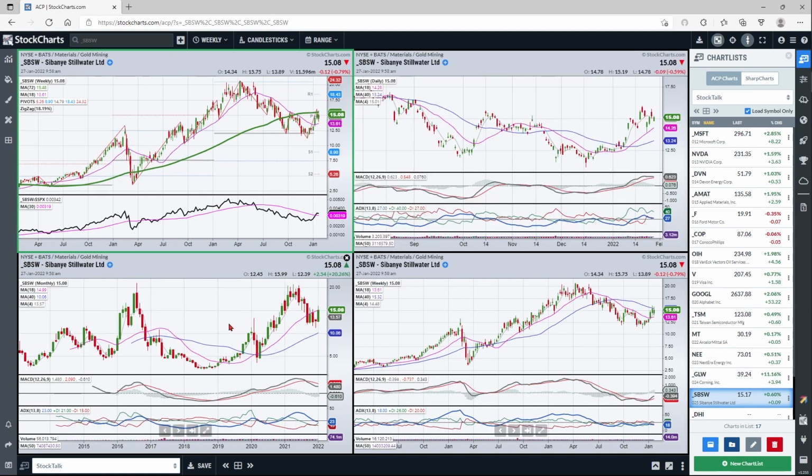SBSW, so this is gold mining. They're showing signs of improvement. There's no doubt about that. There is signs of stabilization, but we had a lot of overrun in the MACD. So same sort of thing. I'm looking for a little bit more of a confirmed reversal in the pattern here.